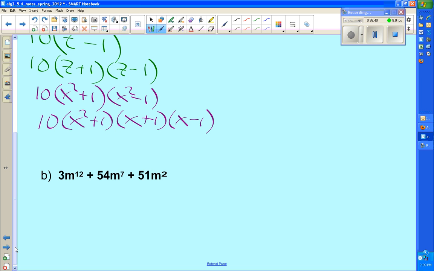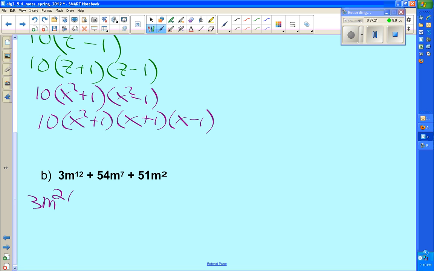3m to the 12, 54m to the 7, 51m to the second is not a quadratic, and it's not in quadratic form. In order to be in quadratic form, you have to have the biggest power. If this is a trinomial, the middle power has to be half the biggest, and it's not. What can we do to this problem? Take out a 3. What else can I do? An m squared.